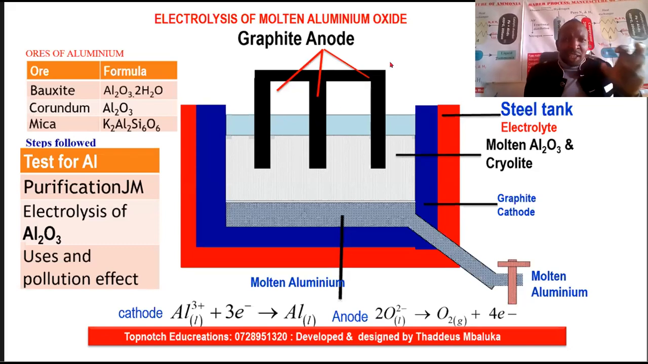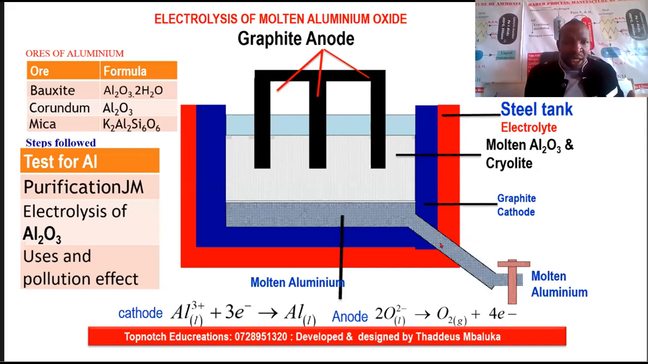Now, in that kind of diagram, we have the anode. The anode must be dipped into the electrolyte, and you can see the way I've labeled it. Number two, we have the steel tank here, red. This is the steel tank. The blue one is the cathode. The blue one is the cathode.